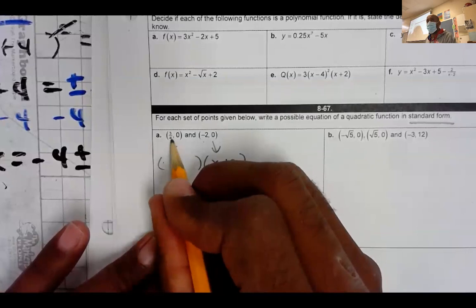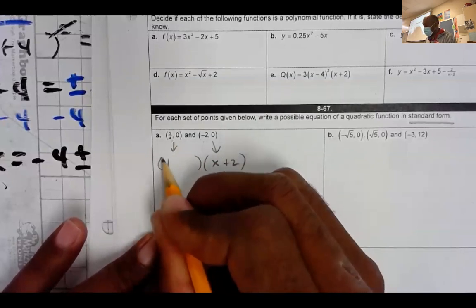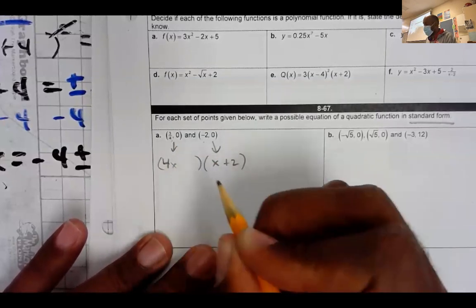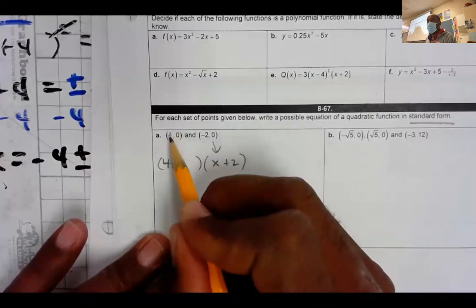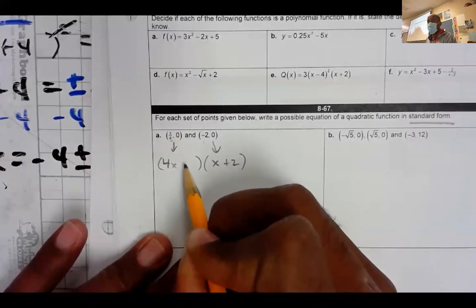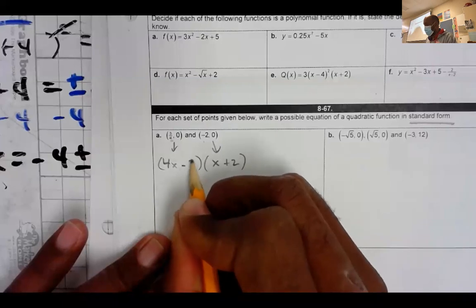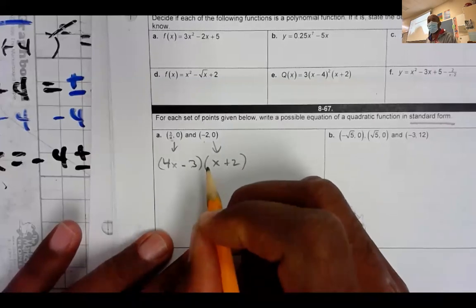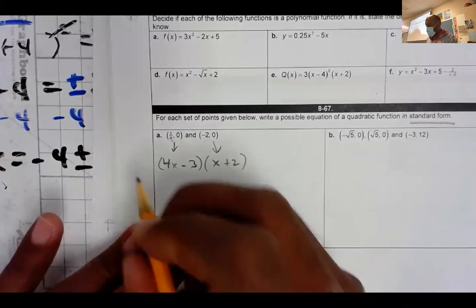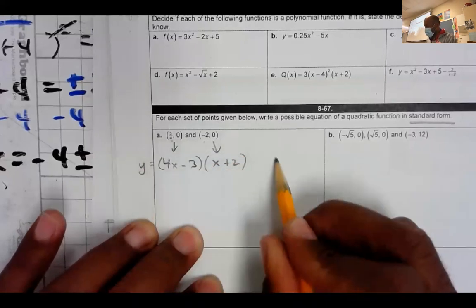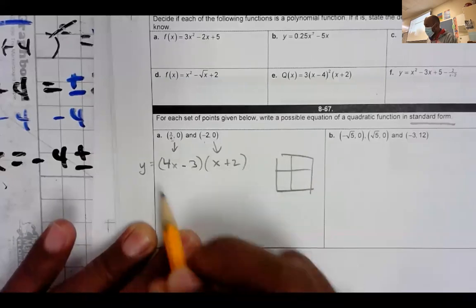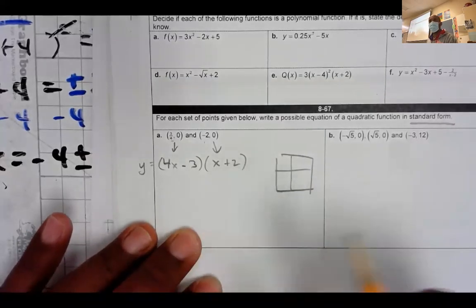The number on the bottom goes first, so I put 4x. That's positive 3/4, so what would I put after that? -3. Okay. And then you guys have to multiply all that out. So you're going to have to set up the box, multiply that out, and put it in standard form.